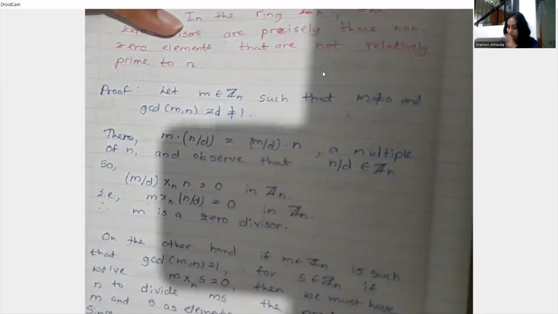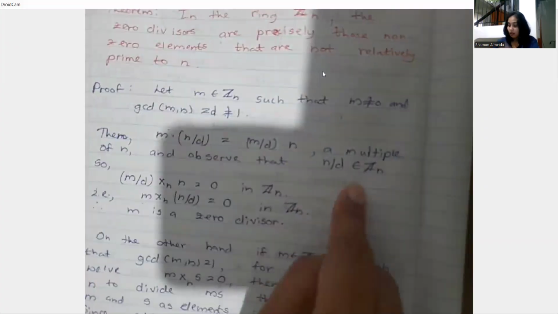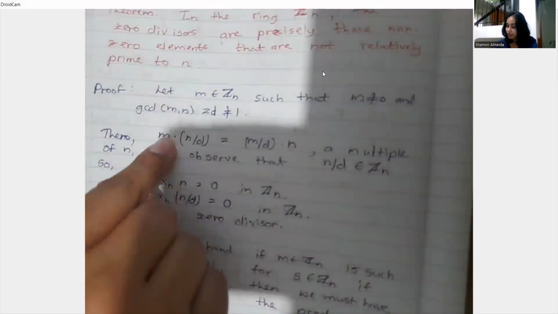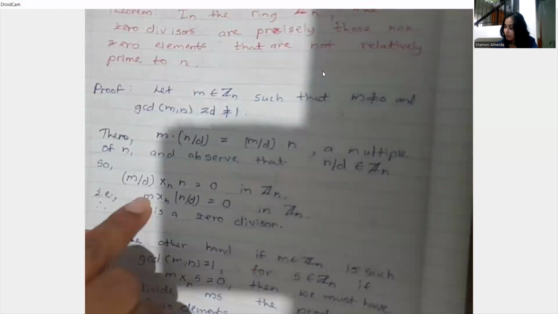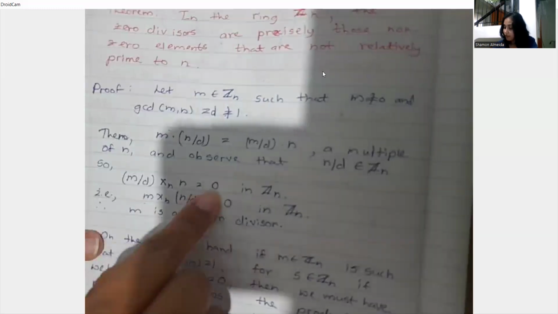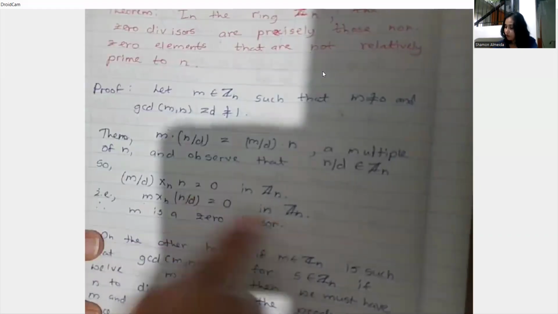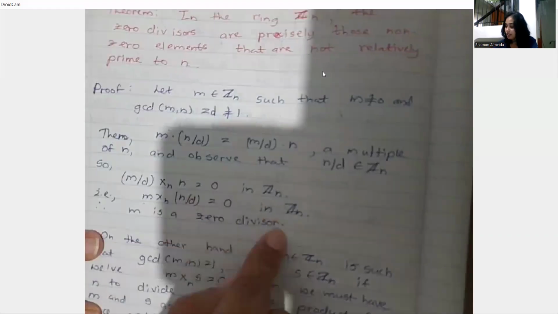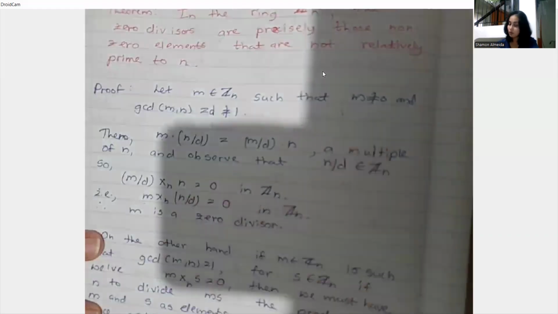So, because n over d is an element in Zn, this is a product of two elements in Zn. We have the product to be 0. That is, this product is 0. Therefore, m is a 0 divisor. This is non-zero, since m is taken to be non-zero. So those two are 0 divisors.